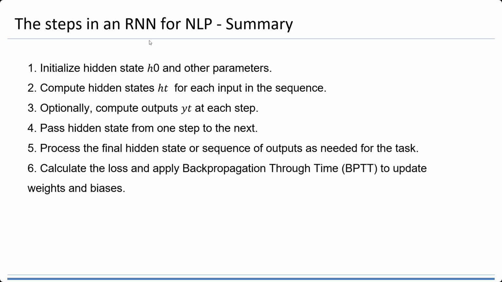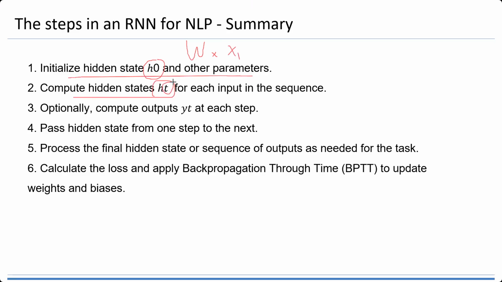This is the step for the RNN. We need to initialize the hidden state. It means we need to determine the h0. Usually it is determined by the weight. We have the initial weight, and then we will multiply with the value of x. So we can initialize the hidden state and the other parameters, and then compute the hidden state at the time step t.